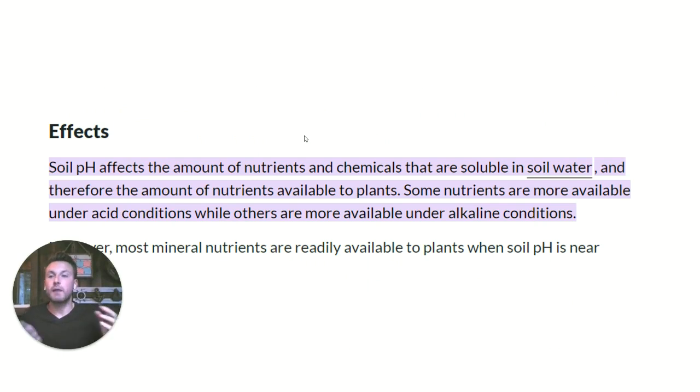Okay, so why does it matter? I'll start with a definition again and then I'll explain it. So it matters because the soil pH affects the amount of nutrients and chemicals that are soluble in soil water, and therefore the amount of nutrients available to plants. Some nutrients are more available under acidic conditions, while others are more available under alkaline conditions.